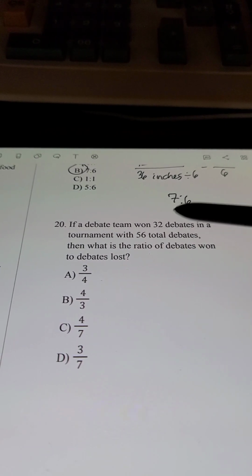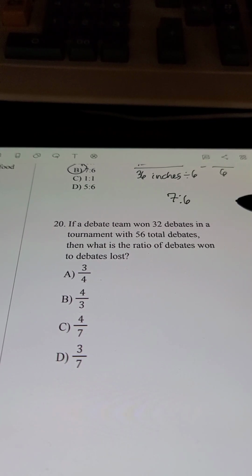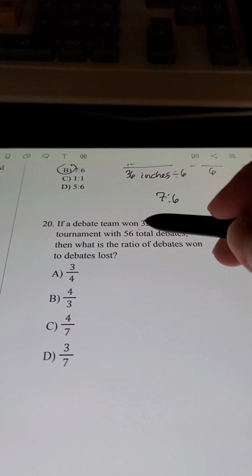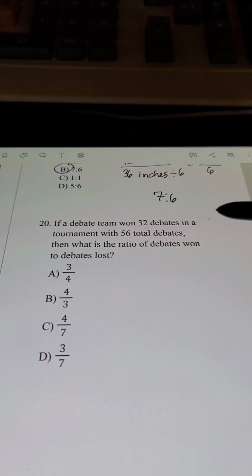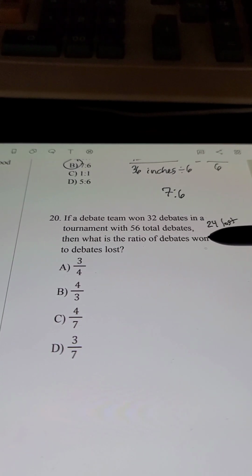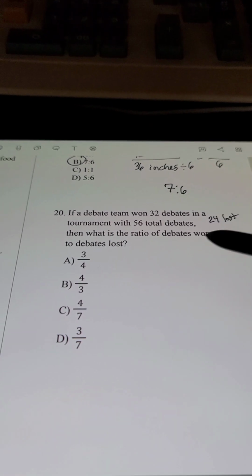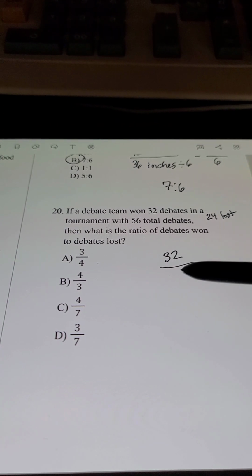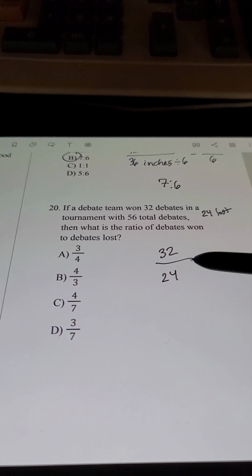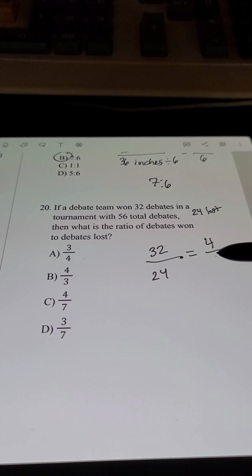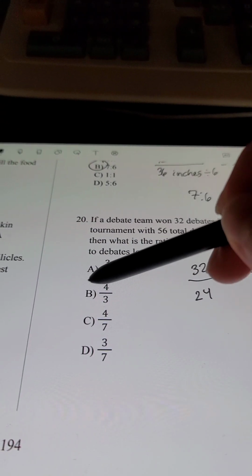So if they won 32 debates and there were 56 total debates, that means that the number that they lost would be the difference between 56 and 32. So 56 minus 32 is going to be 24. So there were 24 debates lost. We want to know the ratio of debates won to lost. So the ones that they won to the ones that they lost. So it would be 32 for the wins to the 24 losses. Each of those can be divided by 8. So divide by 8 on top, you get 4. Divide by 8 on bottom, you get 3. So 4/3 is our answer. B.